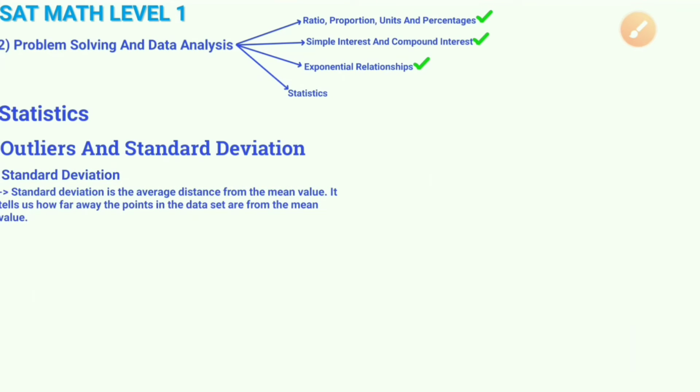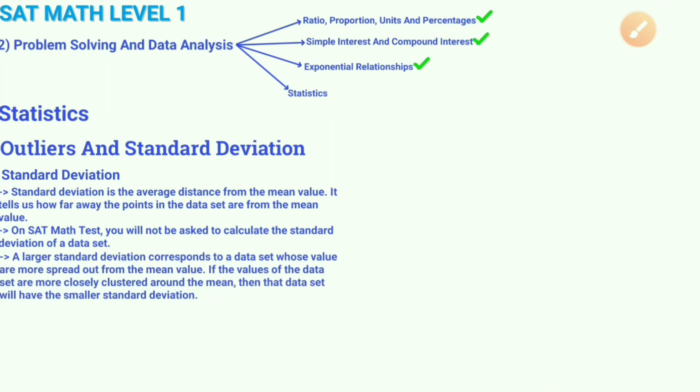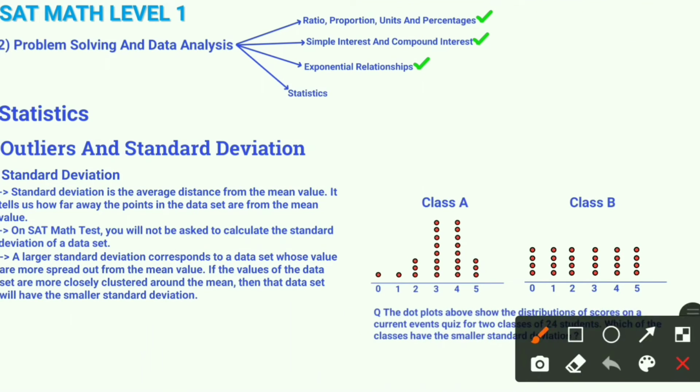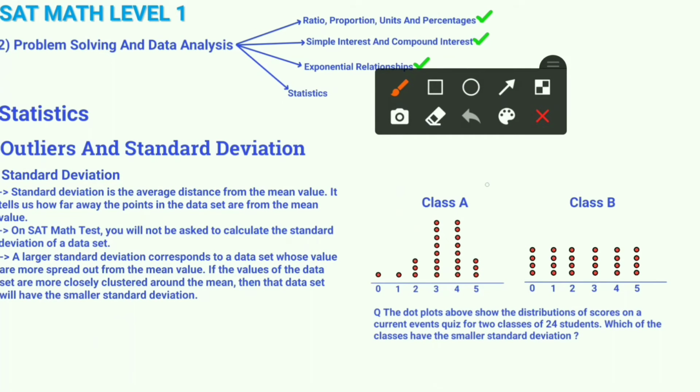Standard deviation. Standard deviation is the average distance from the mean value. It tells us how far away the points in the data set are from the mean value. Question on SAT math test, you will not be asked to calculate the standard deviation of a data set. A larger standard deviation corresponds to a data set whose values are more spread out from the mean value. If the values of the data set are more closely clustered around the mean, then that data set will have a smaller standard deviation.